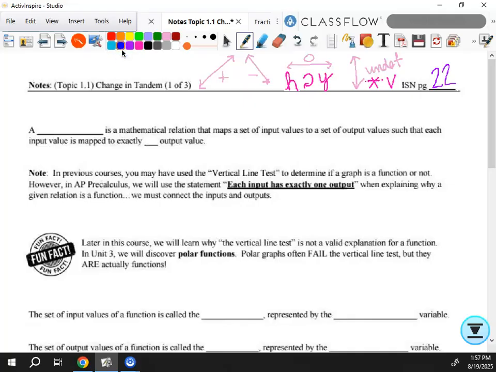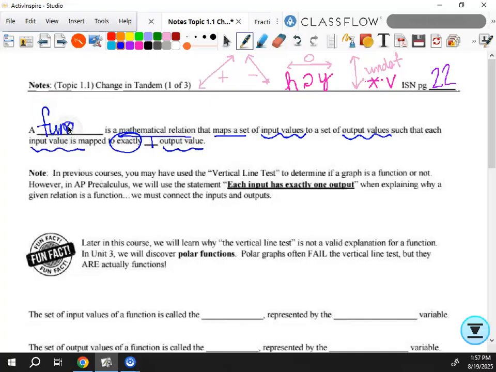All right, so let's talk about a mathematical relation that maps a set of input values to a set of output values. So inputs get mapped to outputs. The phrase mapping might seem a little strange to you, may not have used those words before, but we're going to use them a lot. Input values to output values such that each input value is mapped to exactly one output value. So what is a relation that has its input values mapped to exactly one output value? What's that called? A function. Very good. So this is a function.